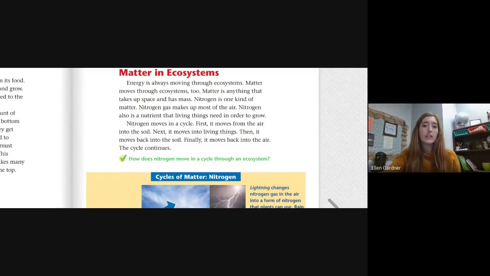Nitrogen is one kind of matter. Nitrogen gas makes up most of the air around us. Nitrogen is also a nutrient that living things need in order to grow. Okay, so nitrogen is in our air. It is a gas making up most of the air.